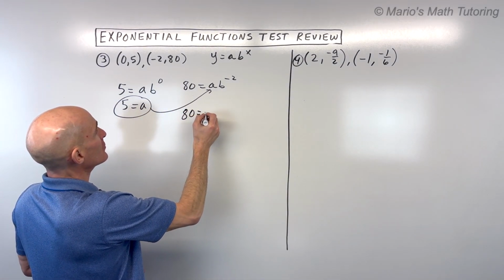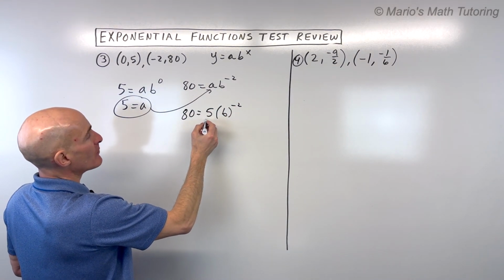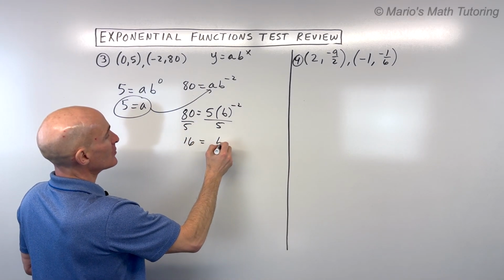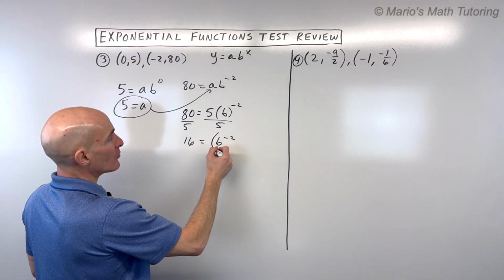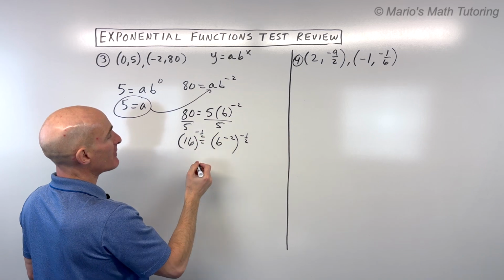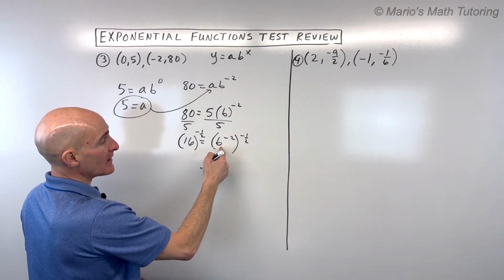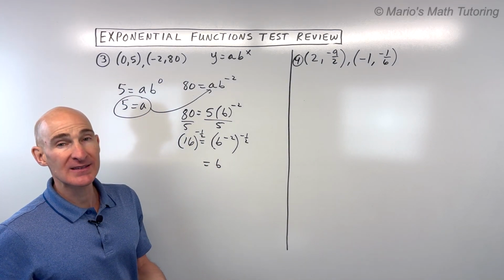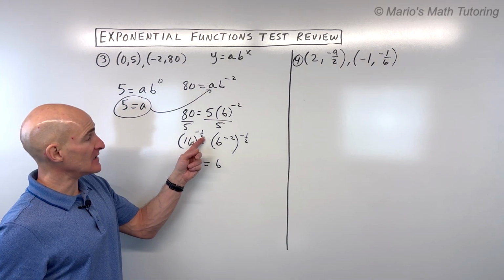We've got 80 = 5 times b to the -2. If I divide both sides by 5, that's going to give us 16 equals b to the -2. And if I just want to solve for b, I could raise both sides to the -1/2 power. Now, why am I doing -1/2 power? Well, because power to power you multiply, that'll give us 1, and that'll give us just the b by itself. Over here, the 1/2 power, I know that's the square root. If it was 1/3, it'd be the cube root. So the denominator is the index or the root.